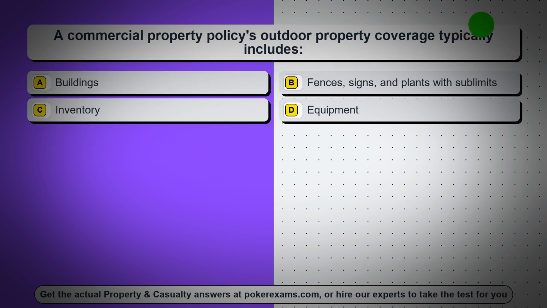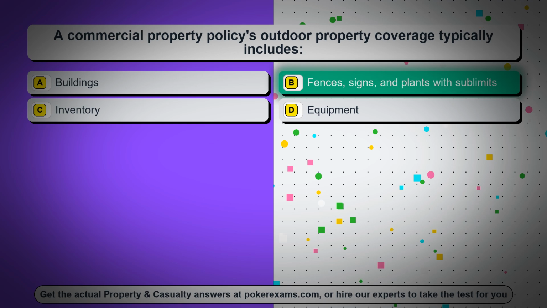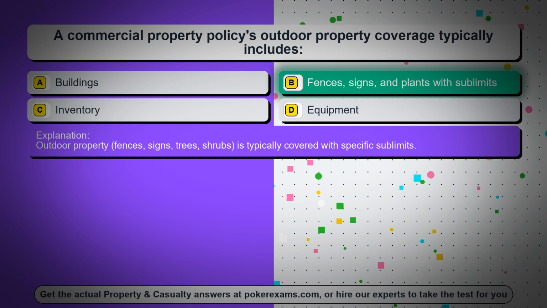Question 79. A commercial property policy's outdoor property coverage typically includes option A, buildings. Option B, fences, signs, and plants with sublimits. Option C, inventory. Option D, equipment. The correct answer is option B, fences, signs, and plants with sublimits. Outdoor property, fences, signs, trees, shrubs, is typically covered with specific sublimits.